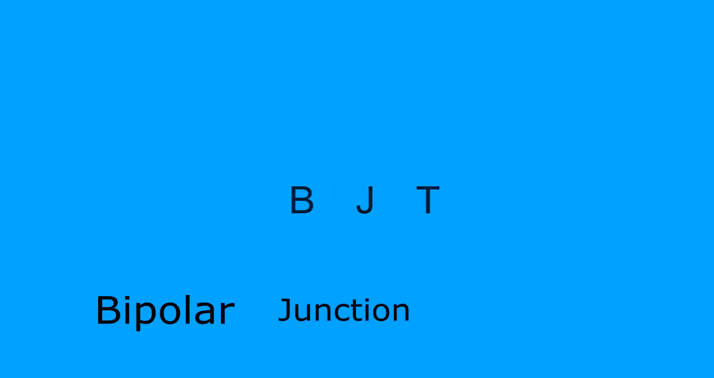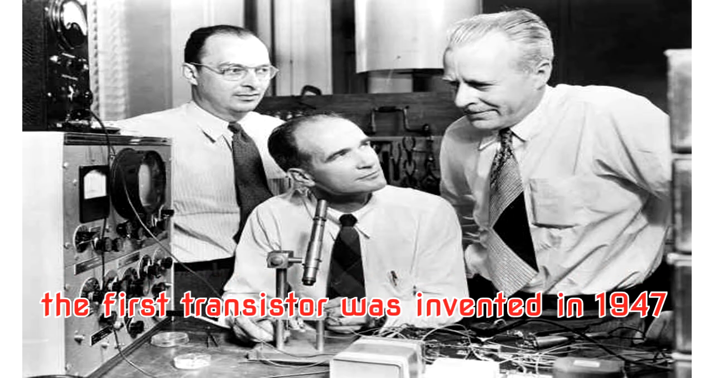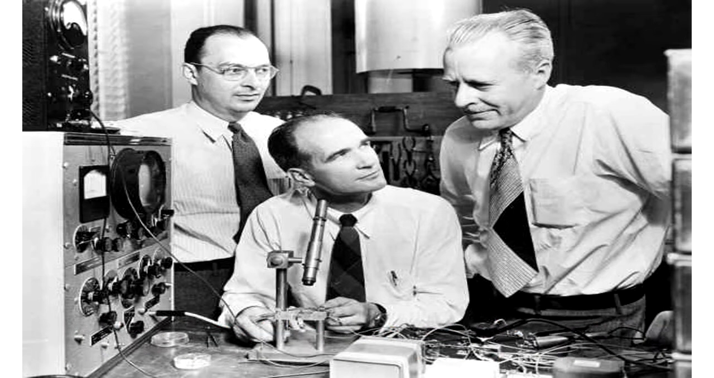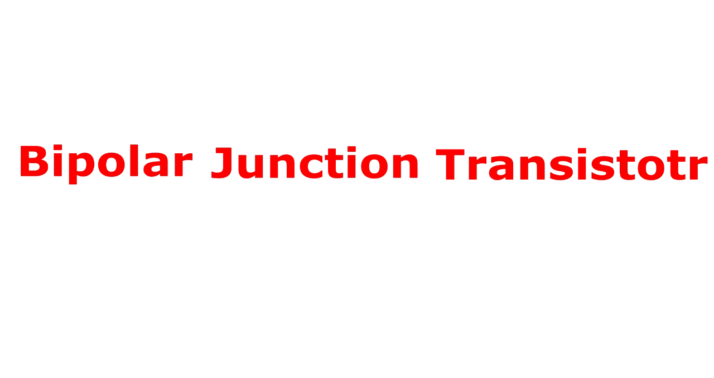Those three words refer to Bipolar Junction Transistor. The first transistor was invented in 1947 by three scientists, John Bardeen, Walter Brattain, and William Shockley. Those three scientists were awarded the Nobel Prize for that invention. So now you can guess how important this topic is. So let's get started. Bipolar Junction Transistor.